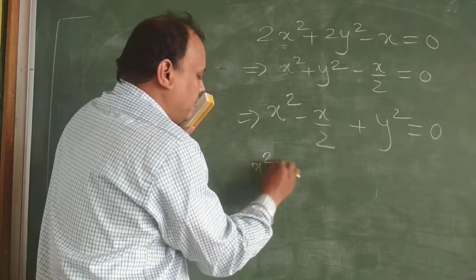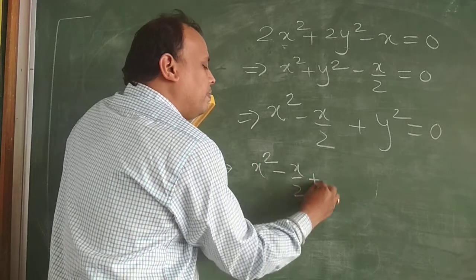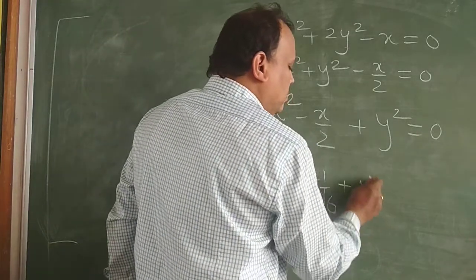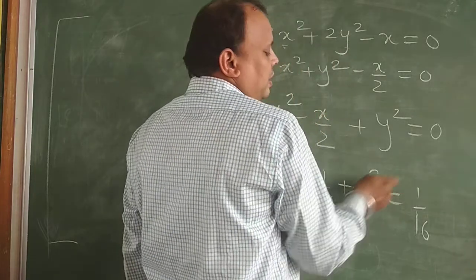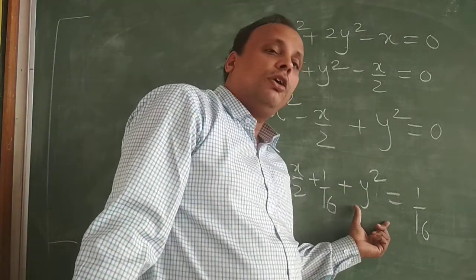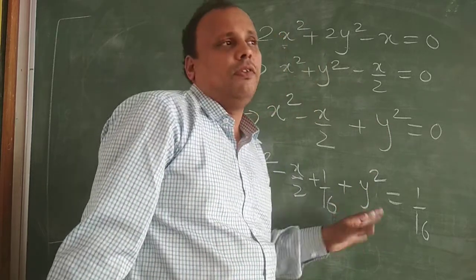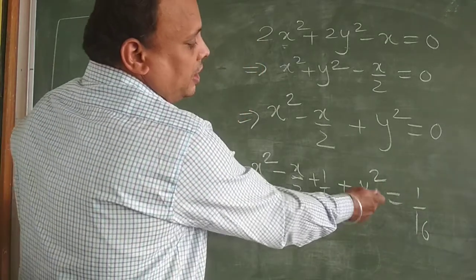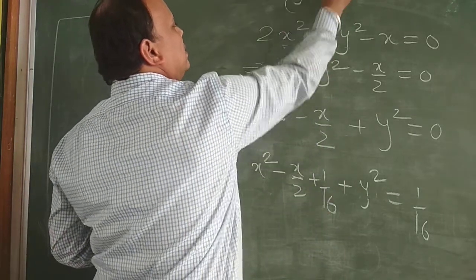So just x square, we write what? x square minus x by 2 plus 1 upon 16 plus y square is equal to 1 upon 16. There is no linear term comprising of y. It's only a quadratic term, already in the form of a square. So you can write y minus 0 also. So its center definitely has y coordinate 0, because y square can be written as y minus 0.